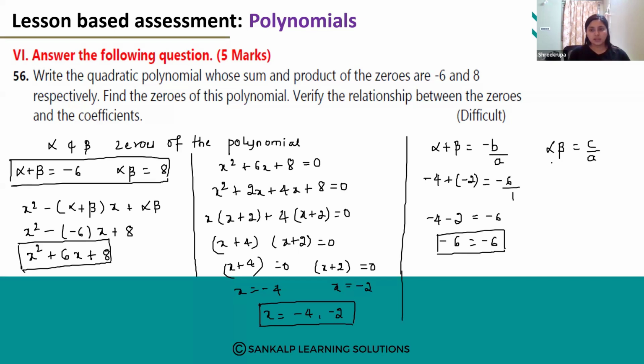Alpha beta, let's take this relationship. Alpha value is -4 multiplied by -2, and the c value is 8. Minus into minus will become plus. 4 2s are 8 equals 8. LHS is equal to RHS. So the relationships are verified.